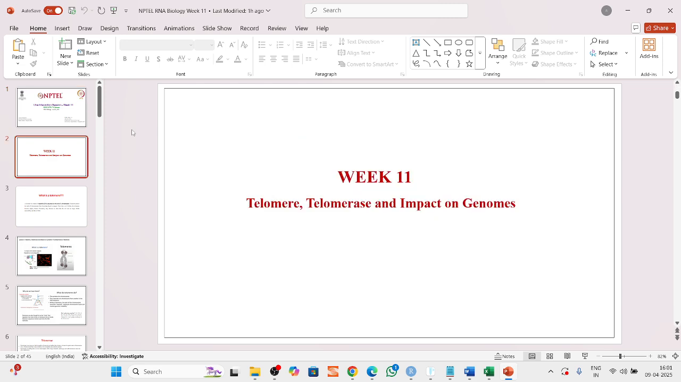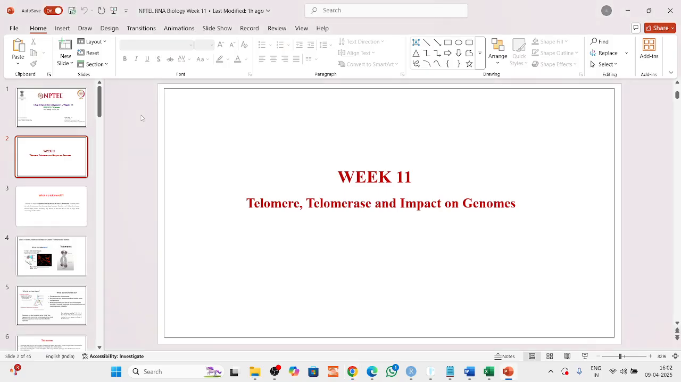So week 11 is about telomere, telomerase and impact on genome. So telomere is different, telomerase is different. You should know the difference. Telomerase is the enzyme, okay? And telomeres are the repetitive sequences which are present at the end of the genome. Telomeres are added with the help of the enzyme telomerase. So telomerase is the enzyme which helps in the addition of telomere, and telomeres are the repetitive sequences which are present at the end. I hope it is clear to everybody.